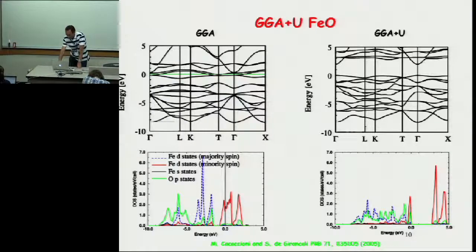Okay, so formally this works, and this is demonstrated already by the case of iron oxide. So this is what I was showing you before, and this is what we obtain in comparison with this correction. So we can open a gap. The gap is the right order of magnitude, and we're quite happy with our results.